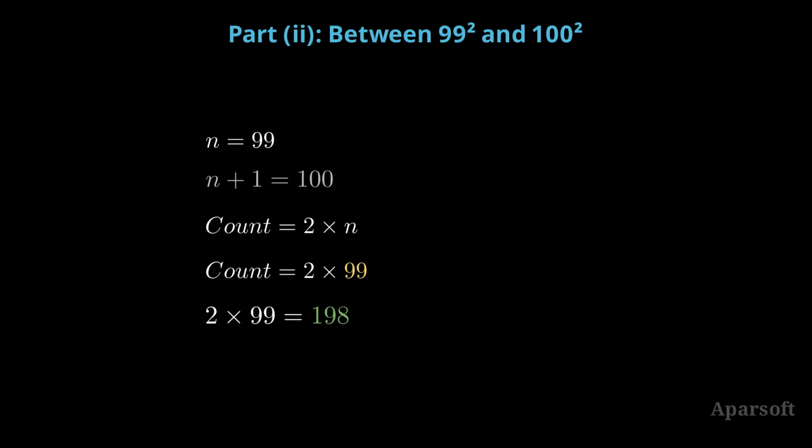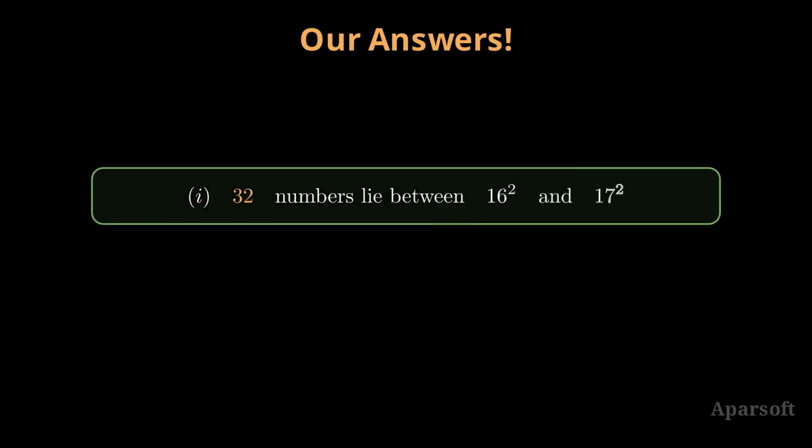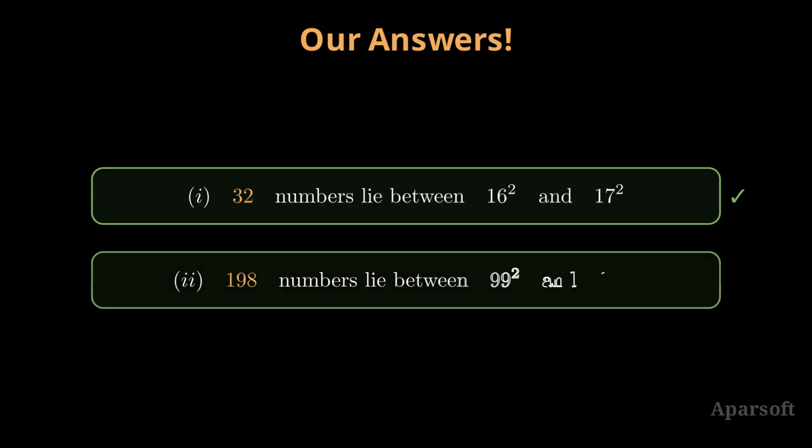Imagine counting all those numbers one by one from 9,802 to 9,999. That would take forever. But our formula gives us the answer instantly. Beautiful, right? And here are our answers. 32 numbers lie between the squares of 16 and 17, and 198 numbers lie between the squares of 99 and 100. Simple, right?